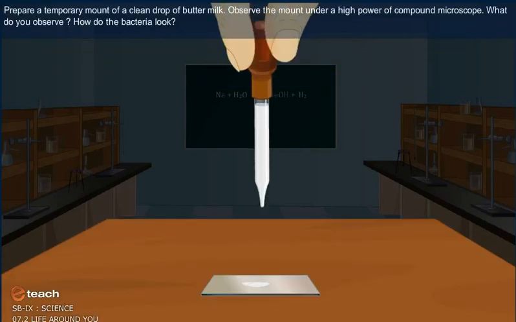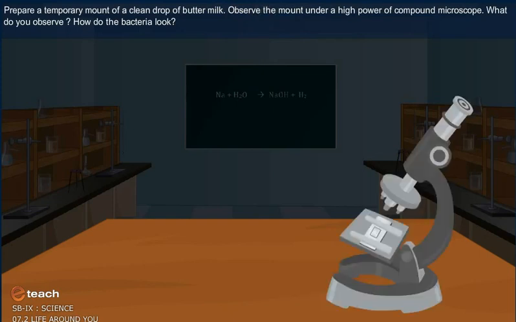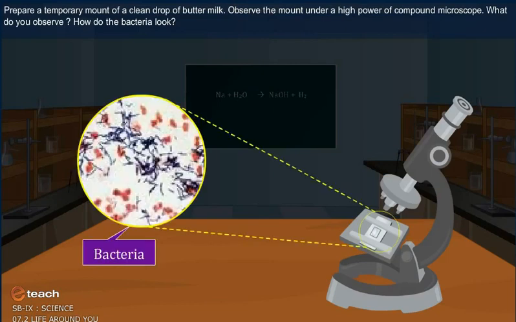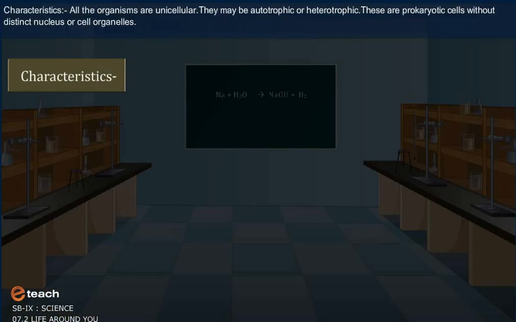Activity. Prepare a temporary mount of a clean drop of buttermilk. Observe the mount under a high power of compound microscope. What do you observe? How do the bacteria look? We observe the bacteria of Lactobacilli type in the buttermilk. These bacteria are rod-shaped. They are one of the organisms belonging to the kingdom Monera.